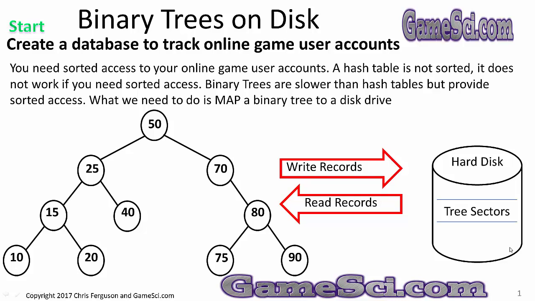What we need to do is map a binary tree to a disk drive. We're going to have to write records to a sector on the hard drive and read records back from the hard drive. We're going to map this binary tree to disk sectors on the hard drive.